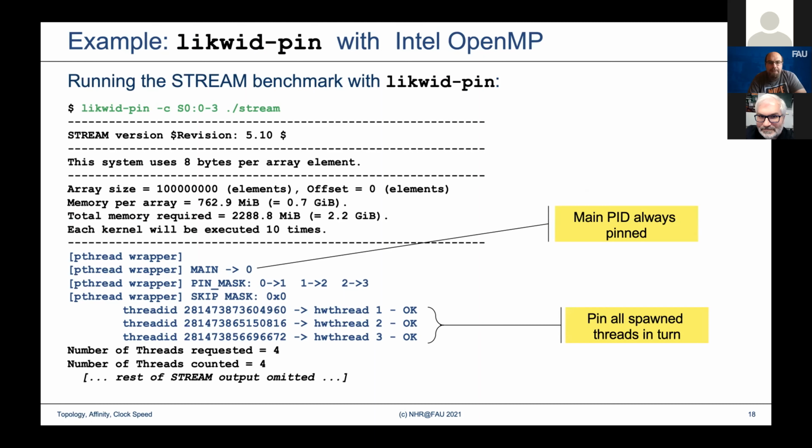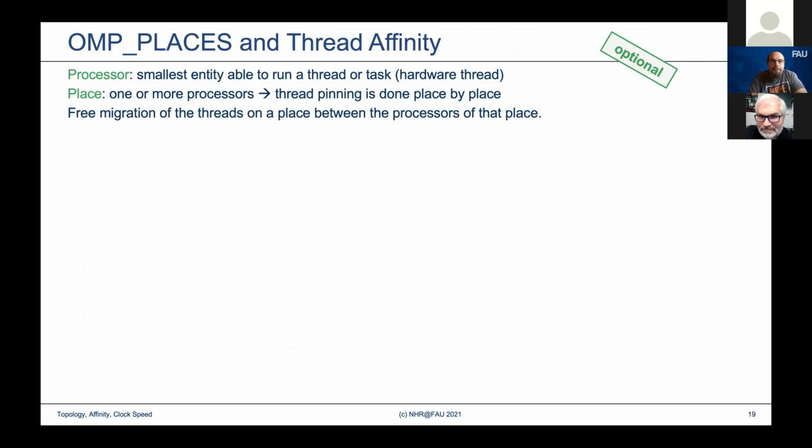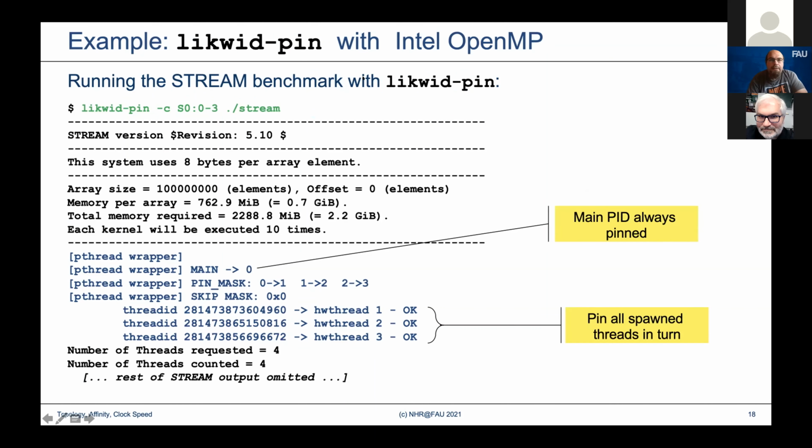If we set the OpenMP thread number to more than the cores we have here, it does some round robin pinning. So it starts again with 0 and pins the other threads. So this is the optional part. I'm skipping over to the perf counter slides. Let's see.